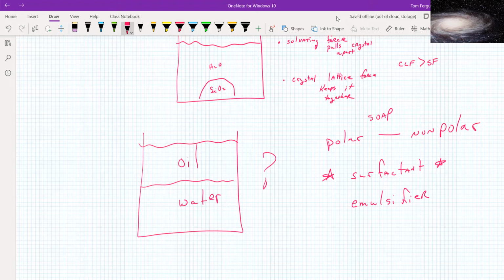Hydrochloric acid is extremely polar. There's another problem in the body: how does one part of the cell have reactions in water, and another part of the same cell have separate reactions? How do you keep those apart?